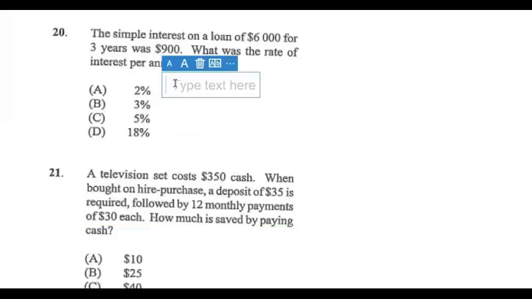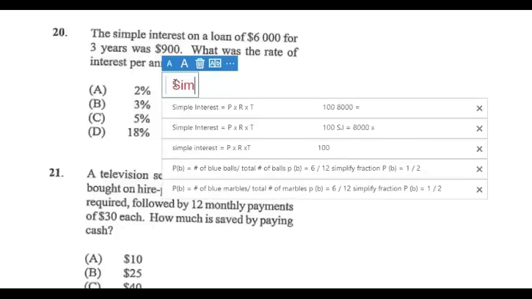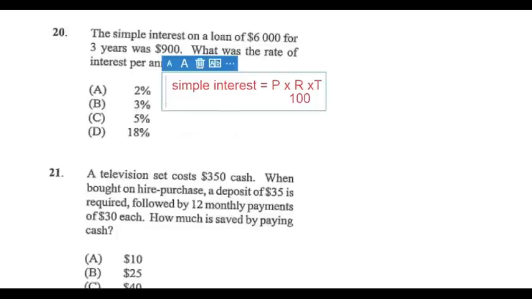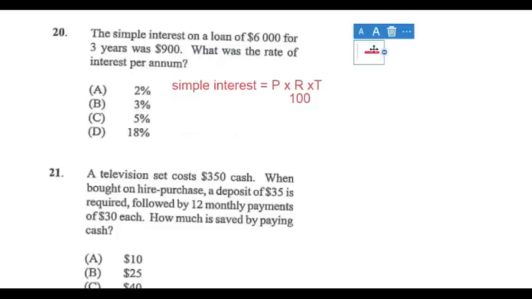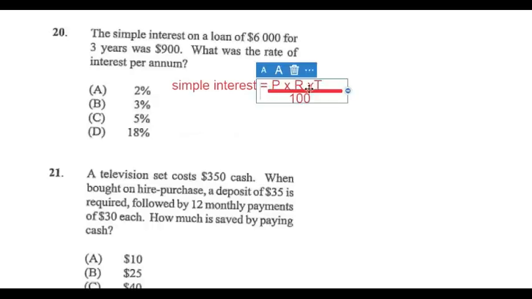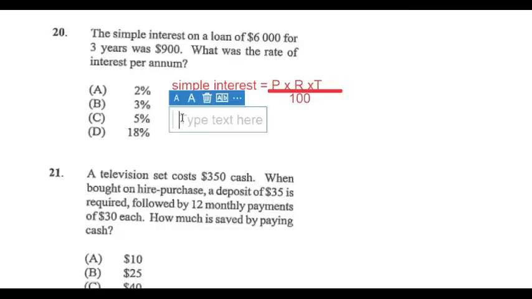So question 20: the simple interest on a loan of $6,000 for 3 years was $900. What was the rate of interest per annum? So if you remember, simple interest is equal to principal times rate times time, all divided by 100. We're looking for the rate, so we'll transpose the formula to make rate the subject.